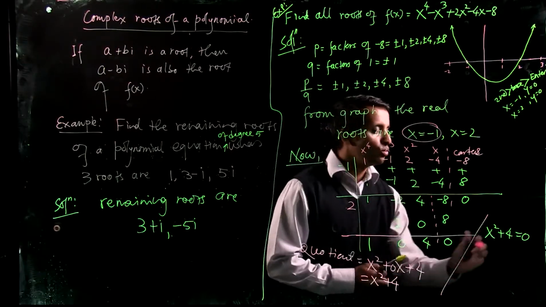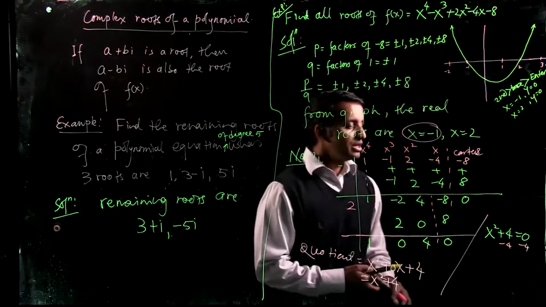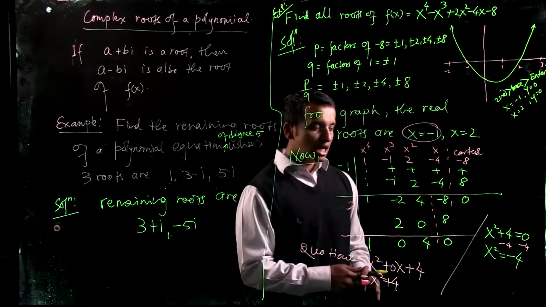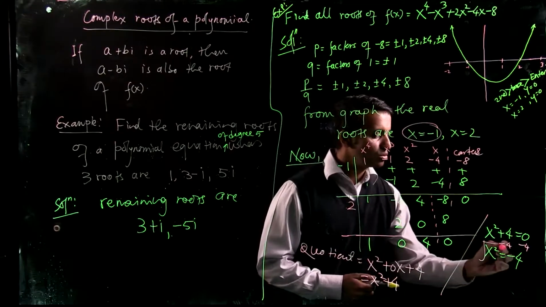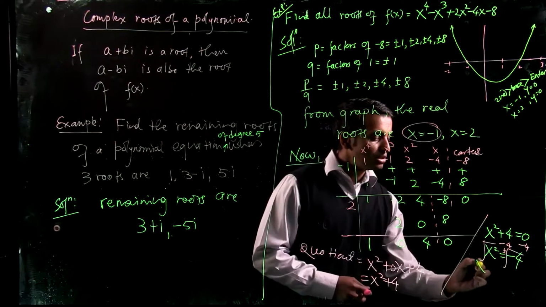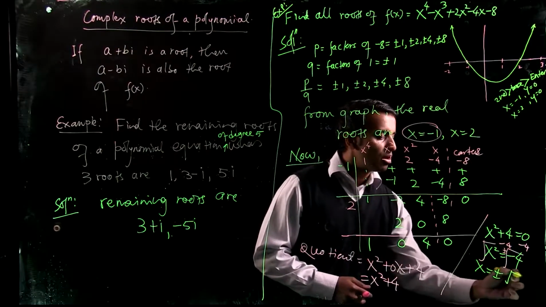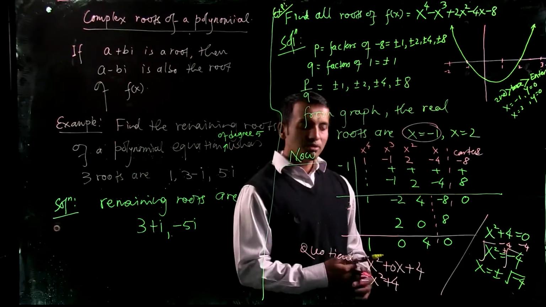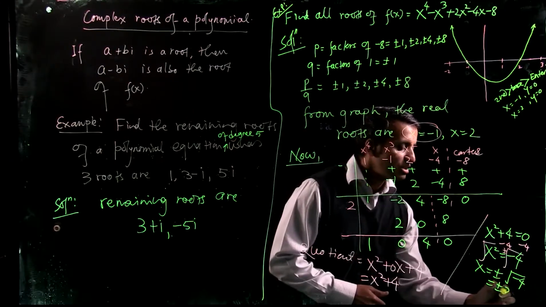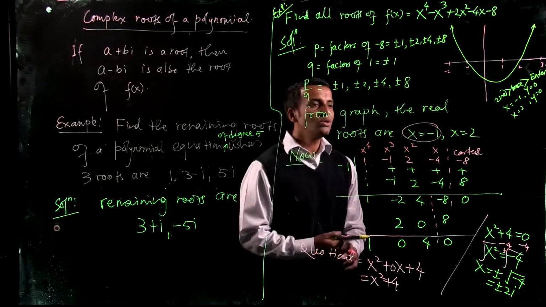So let's do that. You got x squared plus 4, set that equal to 0, subtract 4, what do you get? You got x squared equals negative 4. Now take the square root, right? When you take the square root, you should consider both plus and minus. You got x equals plus minus square root of negative 4. So what is the square root of negative 4? That is, you're right, plus minus 2i.